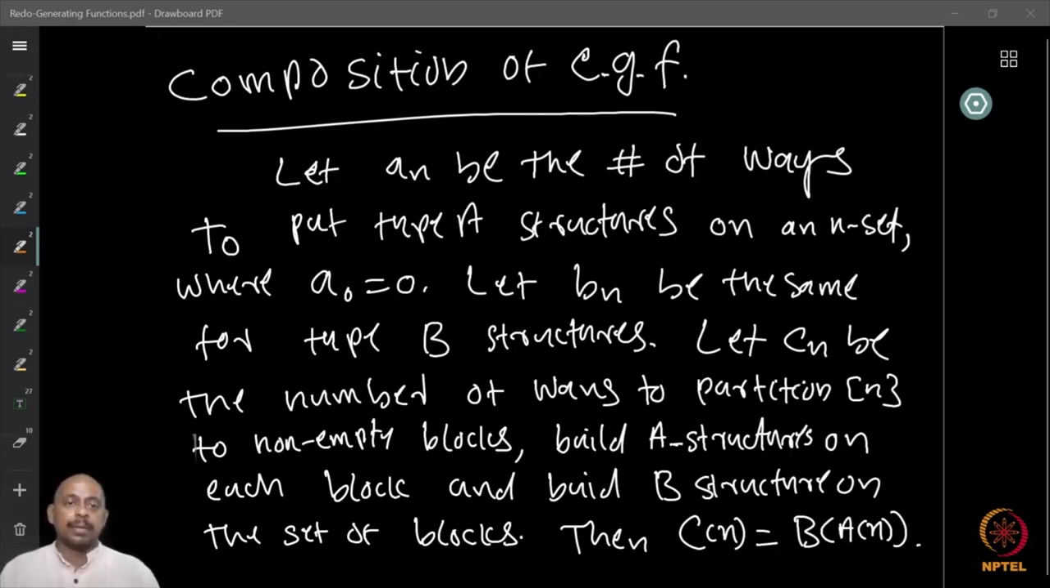Now, similar to what we did for the ordinary generating function, we can also talk about the composition of exponential generating functions. So, for this, let us start by assuming there are two EGFs, where A_n counts the number of ways of making, let's say, type A structures on n element sets. Okay, where we assume A_0 to be 0, just like we did in the previous case. And let us also assume that B_n is the number of ways to put B type structures on an n element set.